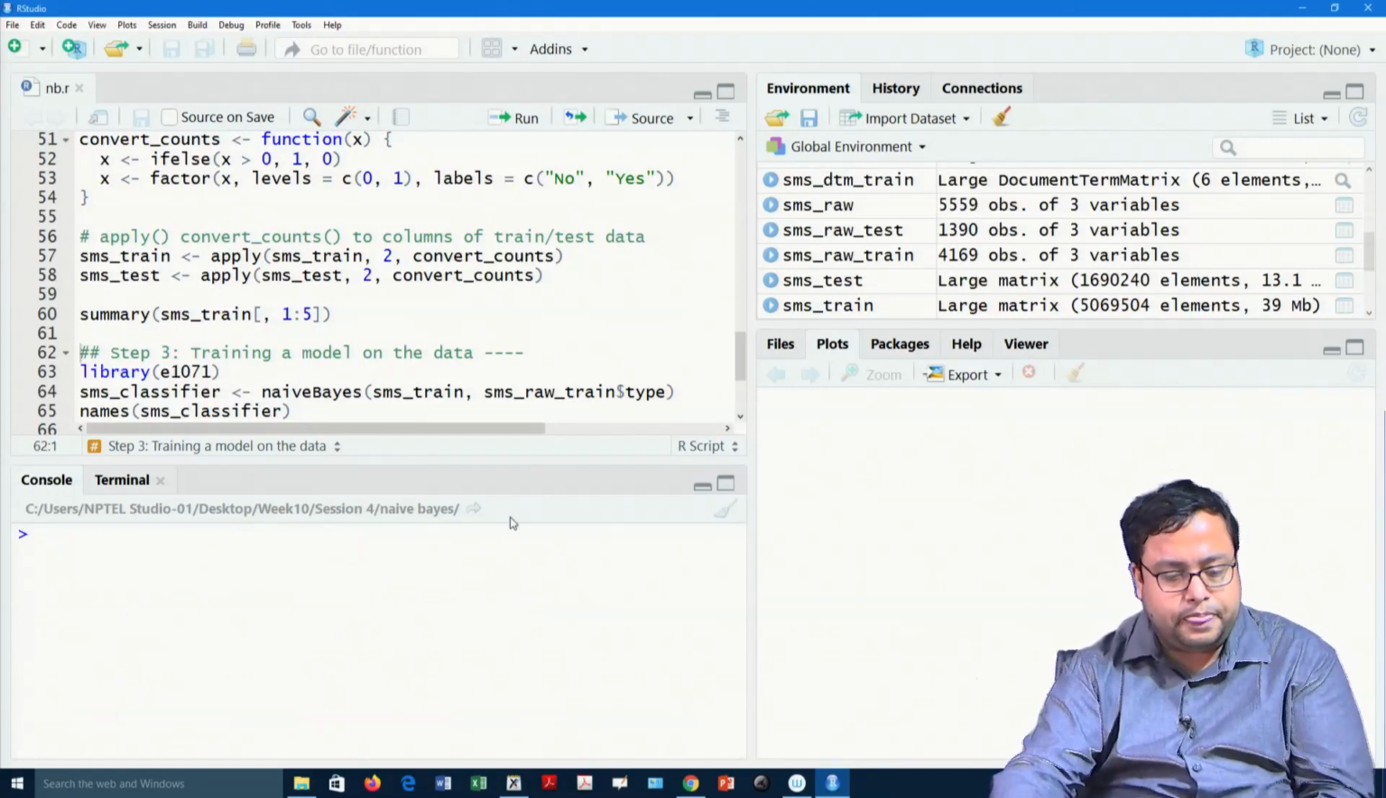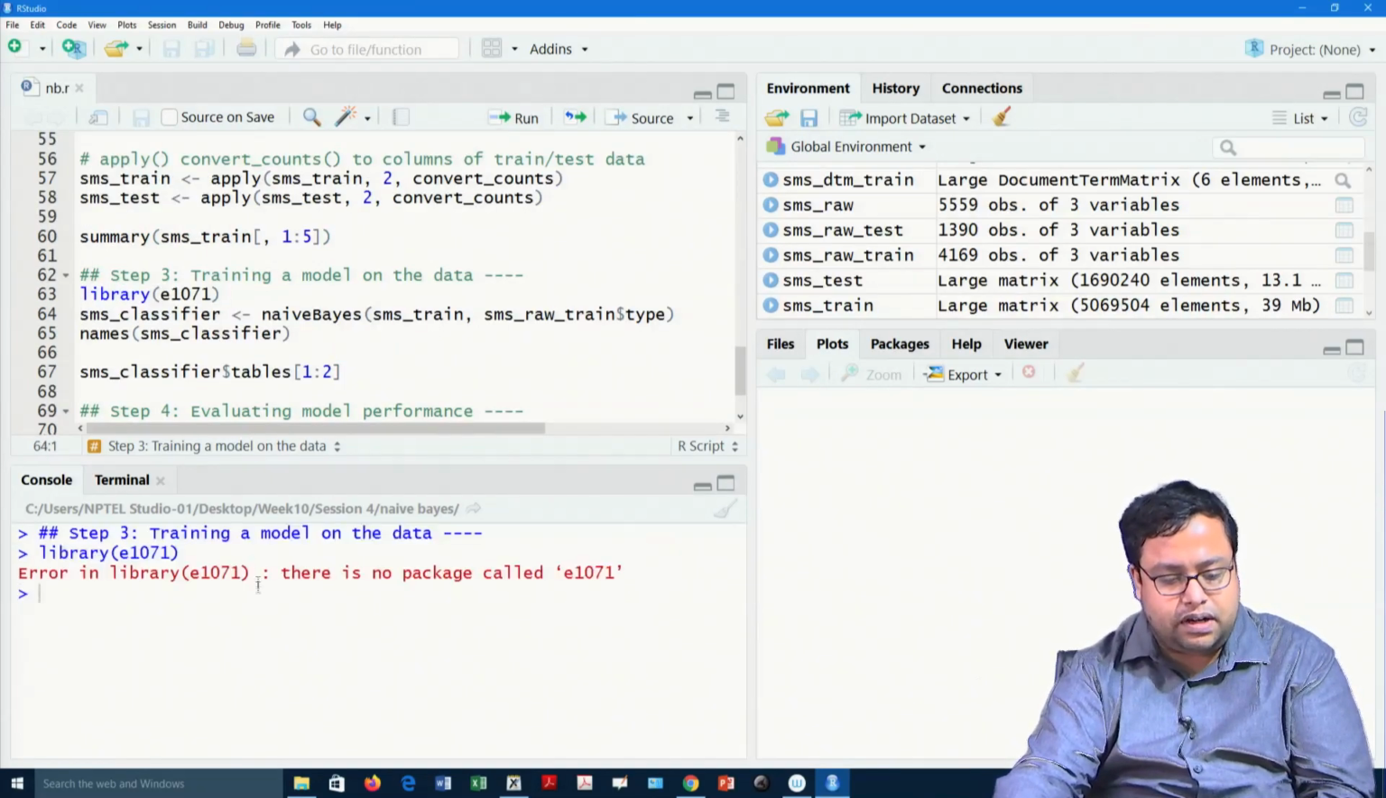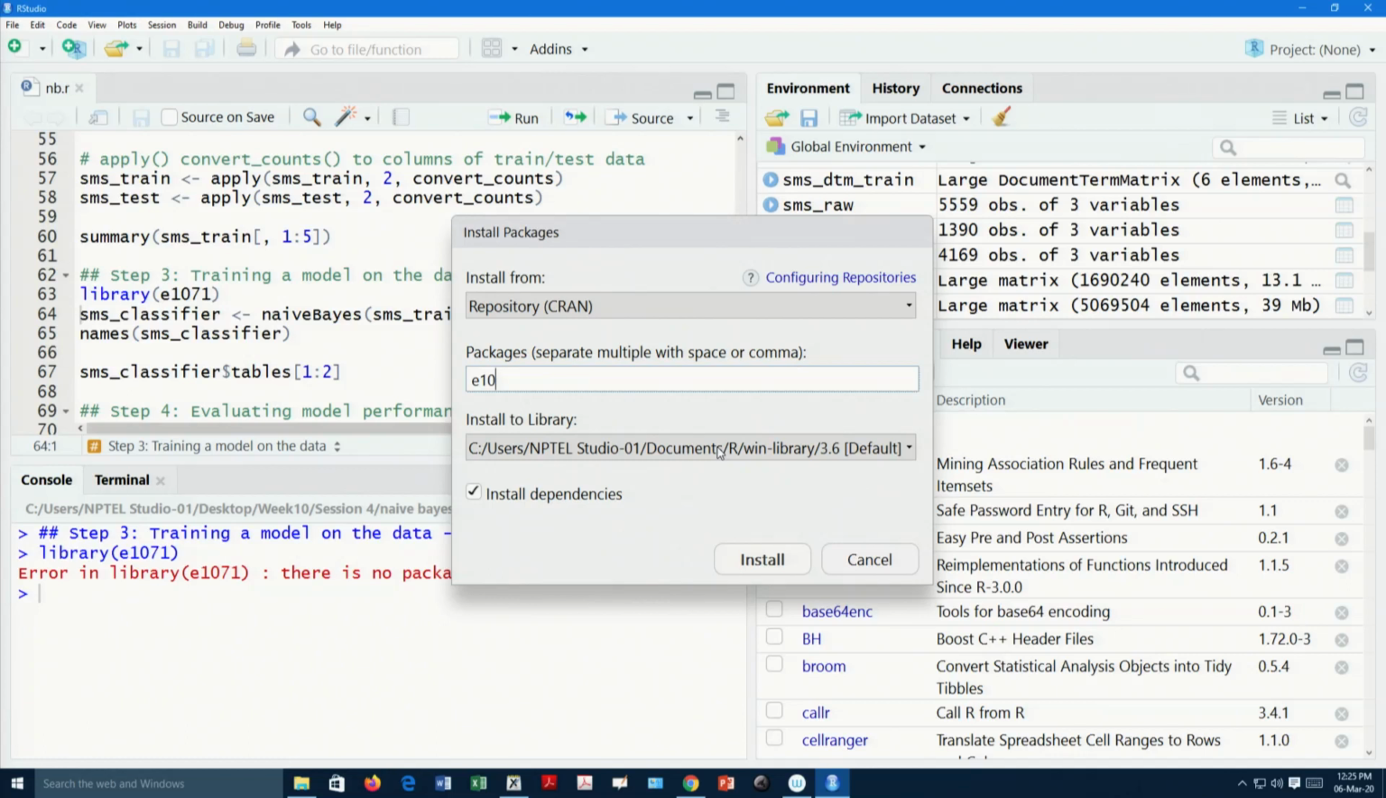Now, what will I do? I will run naive Bayes now. The library is e1071. There is no such package installed, so I have to install the package. e1071 is the package name. I am installing it.